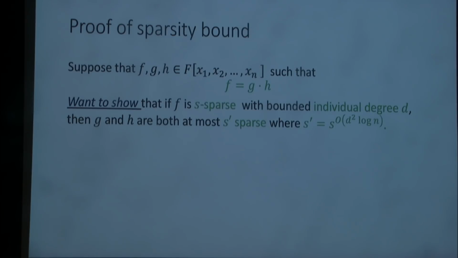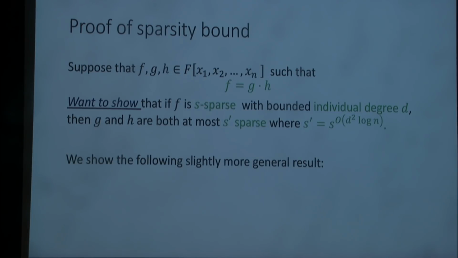Okay, so let's jump into the proof of the sparsity bound. So f, g, and h are three polynomials. f is g times h. We want to show that if f is s-sparse, and each variable has degree d, then the factors are at most s' sparse, where s' is that bound. That's what we want to show.